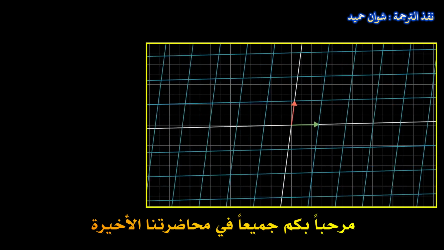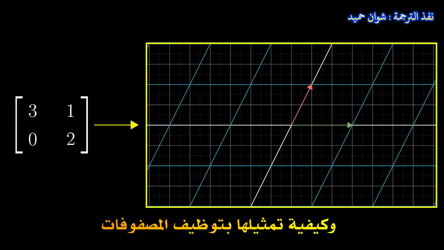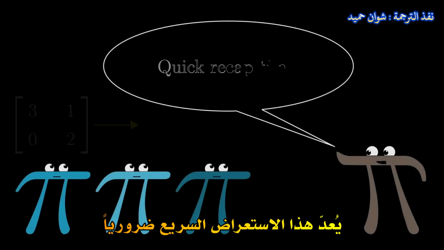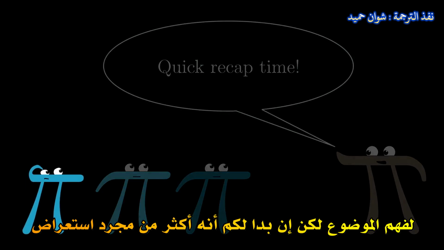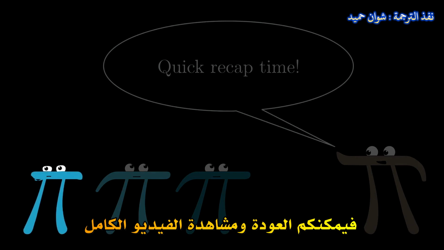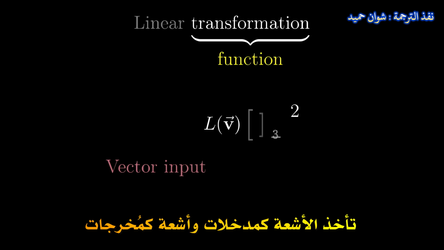Everyone, where we last left off, I showed what linear transformations look like and how to represent them using matrices. This is worth a quick recap because it's just really important. But of course, if this feels like more than just a recap, go back and watch the full video. Technically speaking, linear transformations are functions, with vectors as inputs and vectors as outputs.